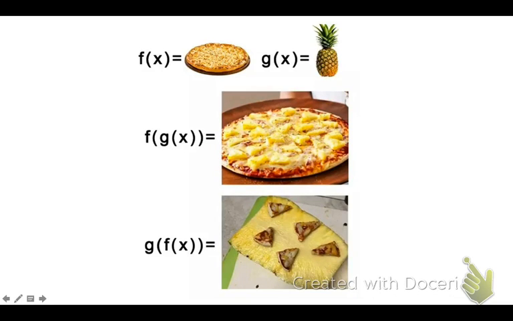Hi class, I found this image of composition, so I just had to share it with you before I jump into the rest of the notes. I thought it was a good visual representation of that composition with input, output, and how order matters there.